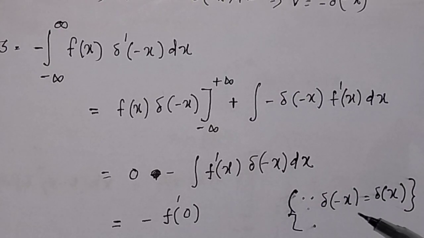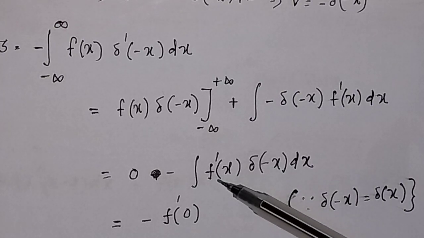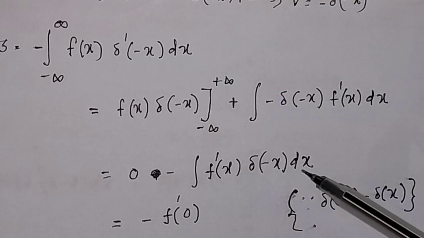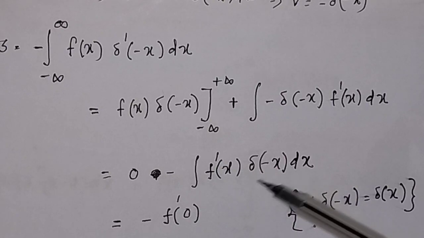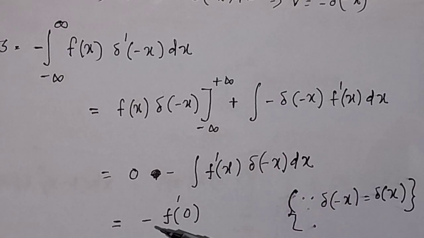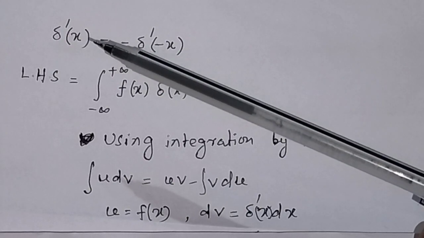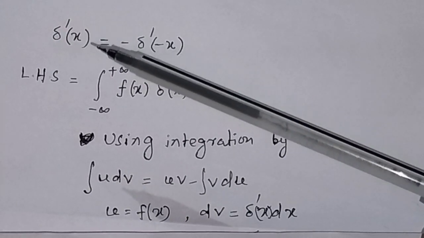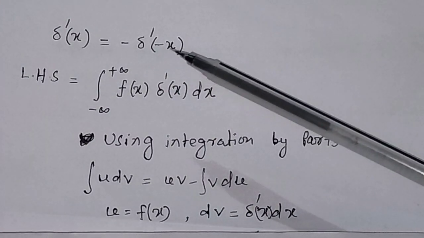We know delta minus x is equal to delta x, so use that property. Then this will be equal to the integration of f dash x delta x dx, which will be equal to f dash 0. So our result will be equal to minus f dash 0. Hence the left hand side will be equal to the right hand side. So this proves that this property, delta dash x, that is the first derivative of the delta function, is equal to minus the first derivative of the delta function of minus x.